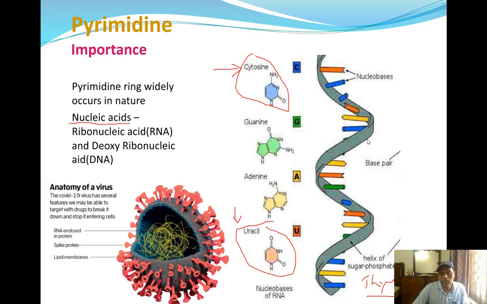They are present as nitrogen bases. So they combine with the sugar molecule, and then again that combines with your phosphate. So that will make a backbone of your DNA or RNA sequence. So in RNA you have cytosine and uracil, right? In DNA you have cytosine and thymine.